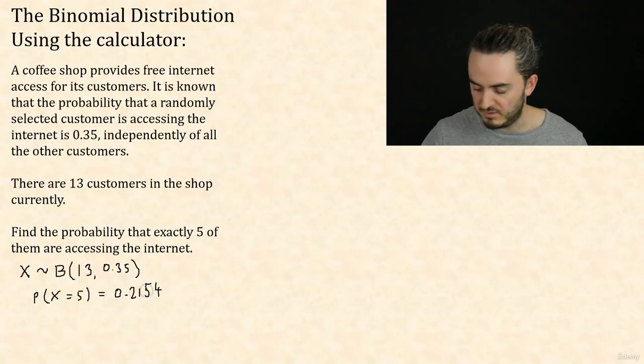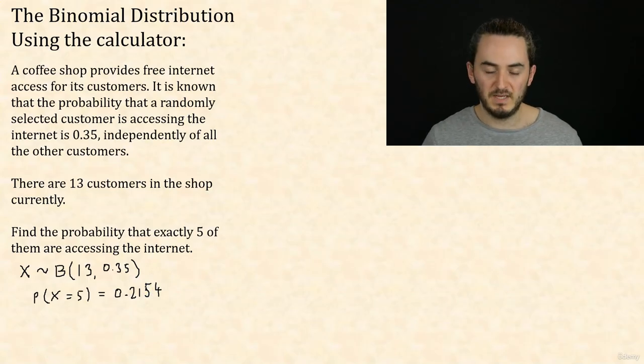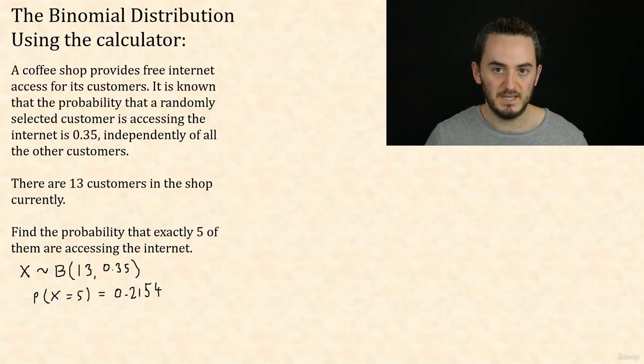Okay, so you can see that actually getting our probability answer is really straightforward using that calculator function, and it's not cheating. You are expected to do that, so please do use it.